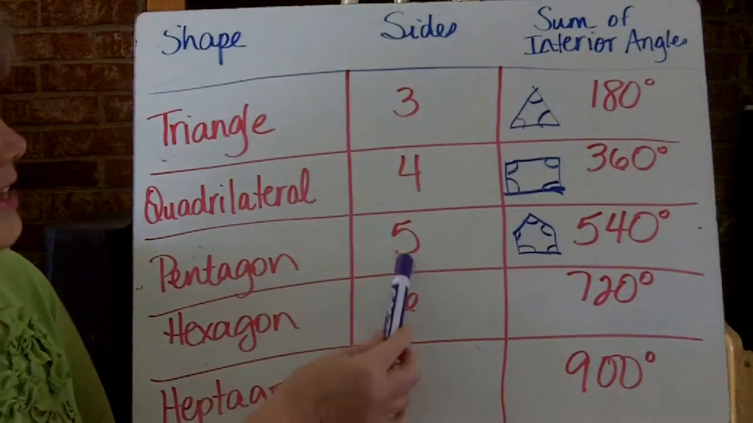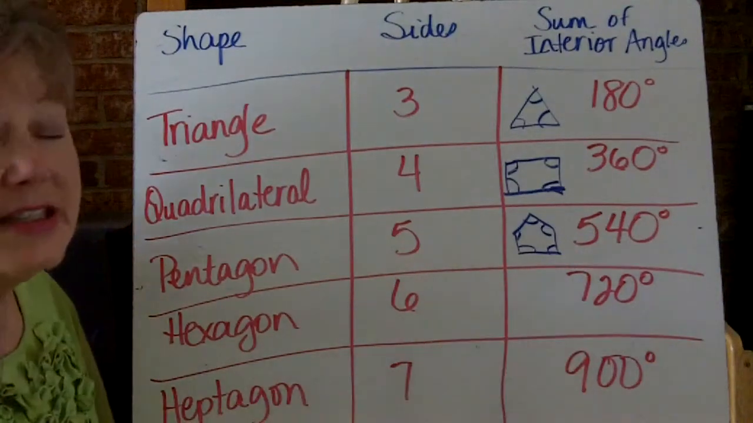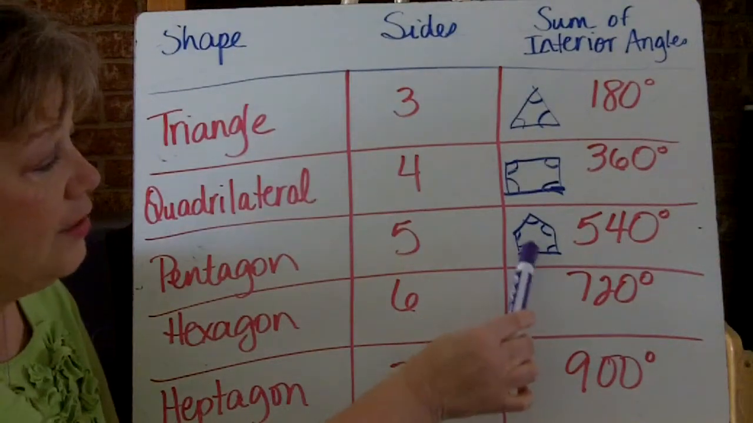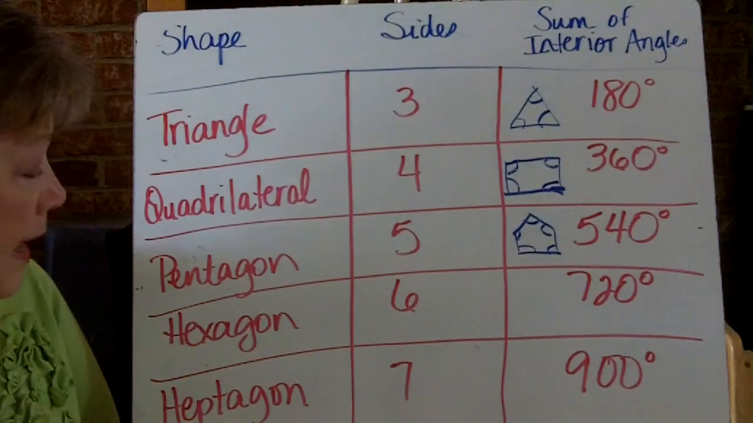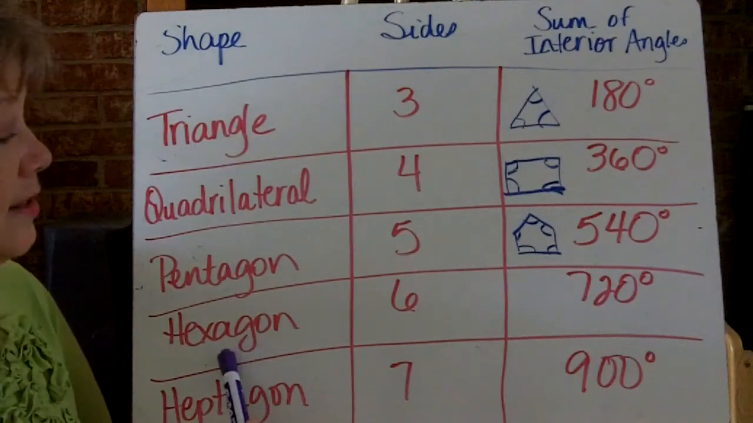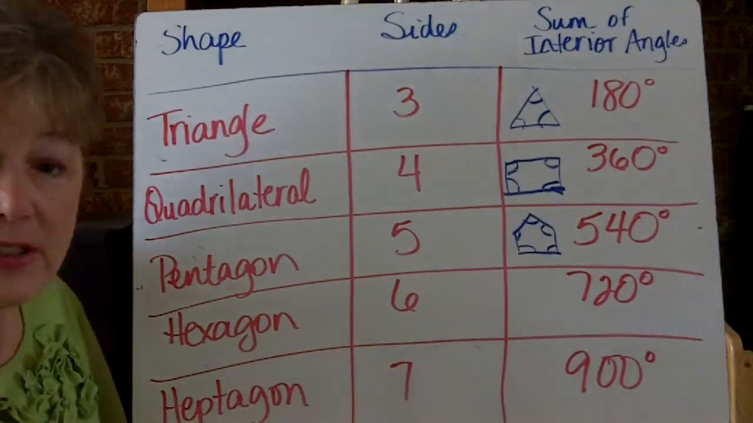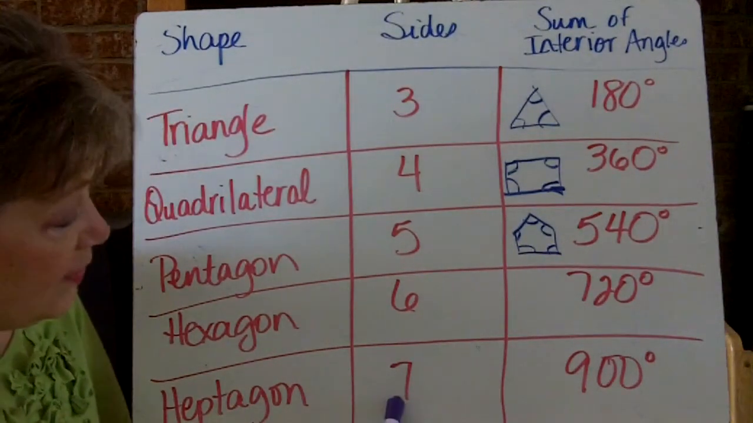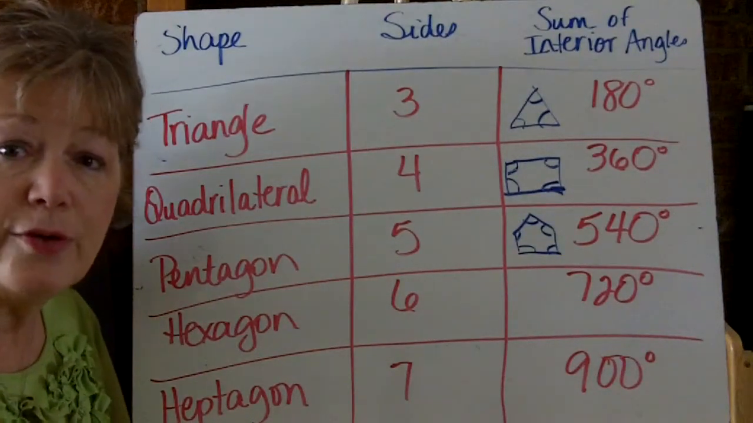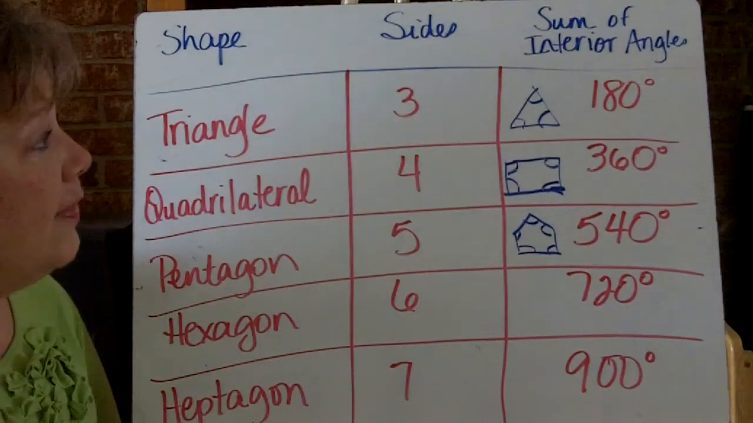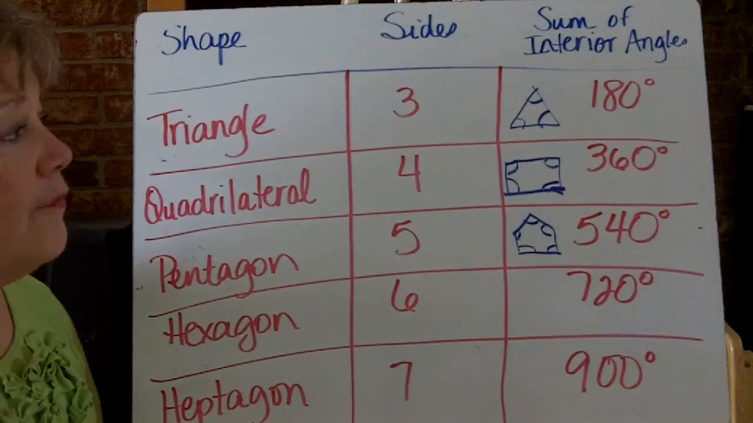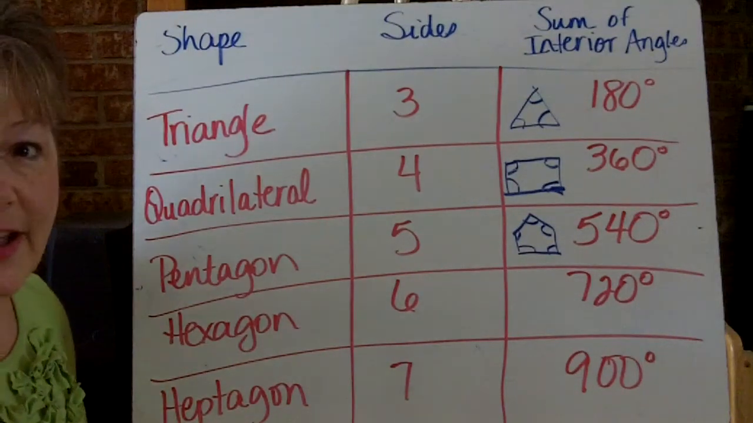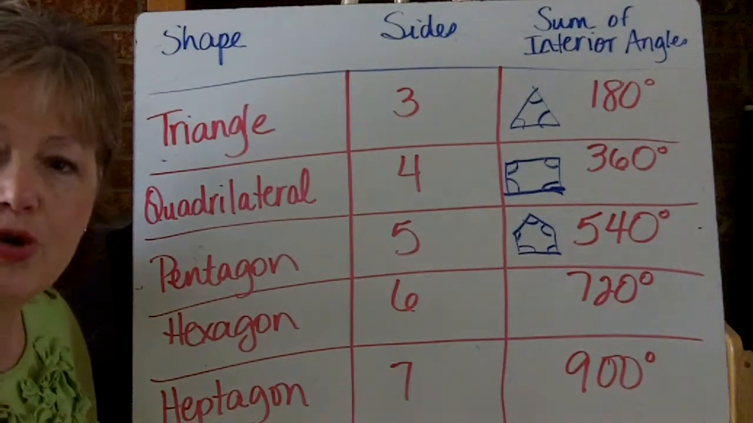A pentagon has five sides. The sum of its interior angles is 540 degrees. Kind of looks like a house, and you can see where I've marked those angles off. And the pattern continues. A hexagon has six sides, and the sum of its interior angles is 720 degrees. A heptagon has seven sides, and the sum of its interior angles is 900 degrees. And the process that this follows is that for every new side that's added, you add 180 degrees.